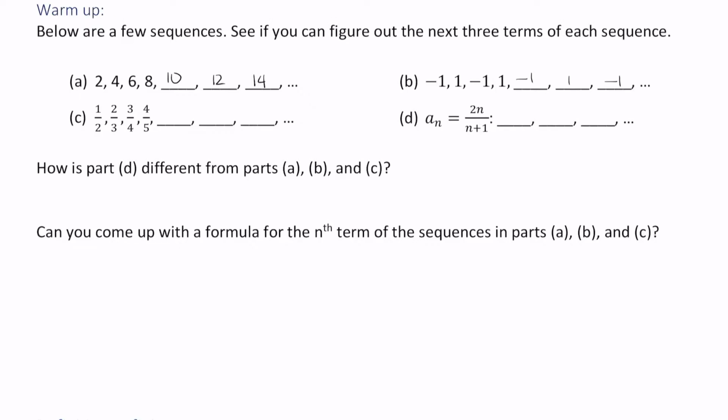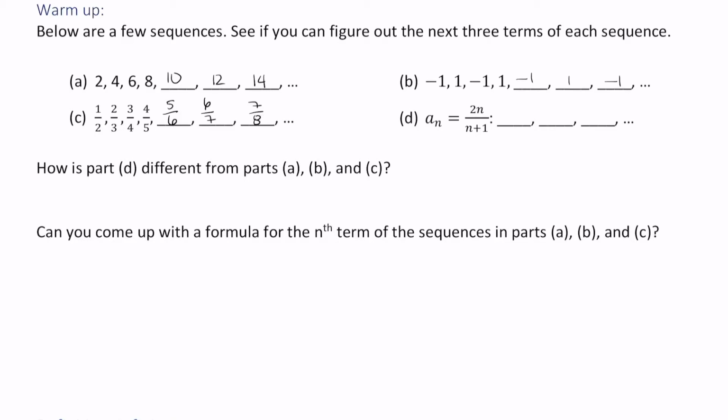For part C, we have 1/2, 2/3, 3/4, 4/5. Said another way, we have 1/2, 2/3, 3/4, 4/5, and what comes next? 5/6. Then 6/7, and 7/8. All right, let's take a look at part D.